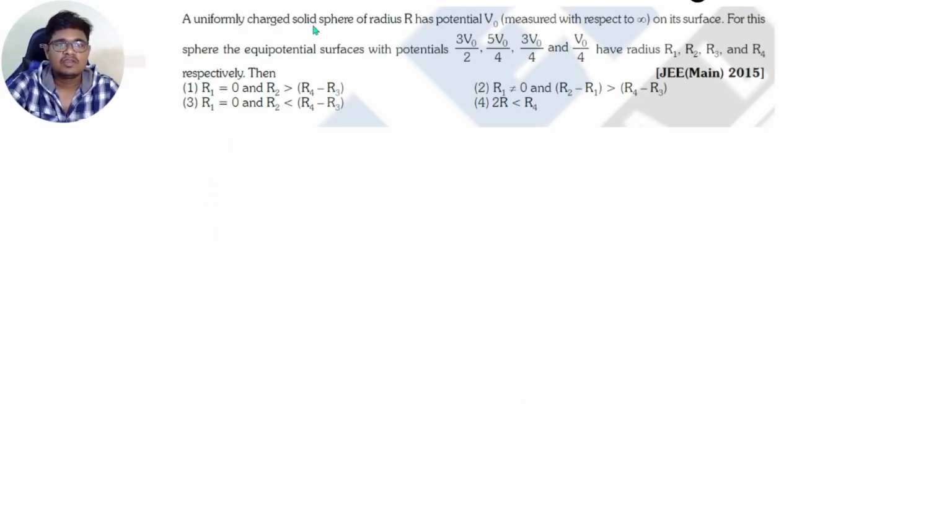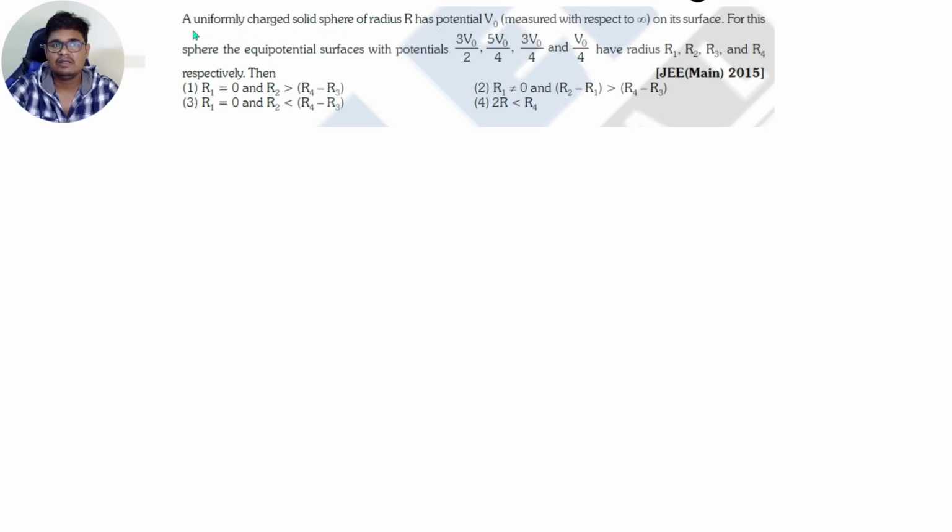A uniformly charged solid sphere of radius r has potential V0 measured with respect to infinity on its surface. For this sphere, the equipotential surfaces with a potential 3V0 by 2, 5V0 by 4, 3V0 by 4 and V0 by 4 have a radius R1, R2, R3 and R4 respectively. Then, okay, so it's a very interesting problem here, very much logical also.